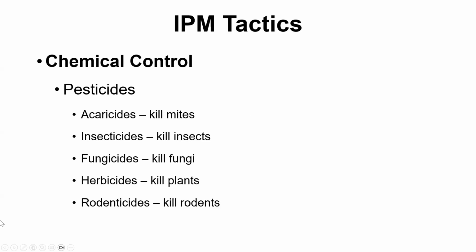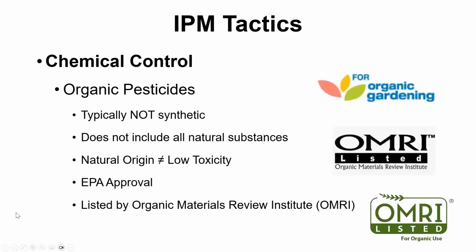There are lots of different kinds of pesticides. Most of them are very specific. We have acaricides, which kill mites. We have insecticides that kill insects. Fungicides kill fungi. Herbicides kill plants. And rodenticides kill rodents. There's more, but these are the most common ones that you'll find and use as a home gardener. I just want to take a second to talk about organic pesticides.